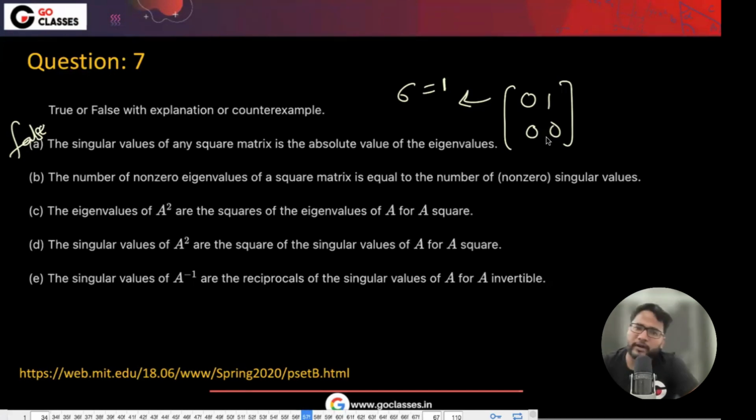Yeah, this is true, right? The number of non-zero eigenvalues is nothing but the square root of the singular values. So these two are actually the same. So this is true.